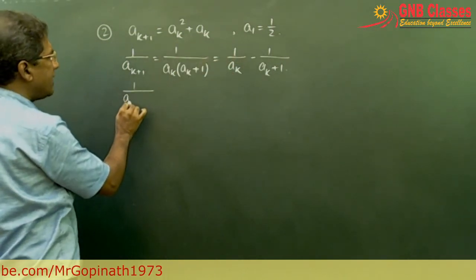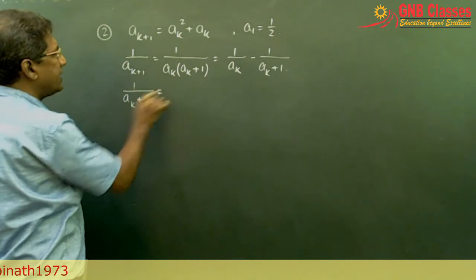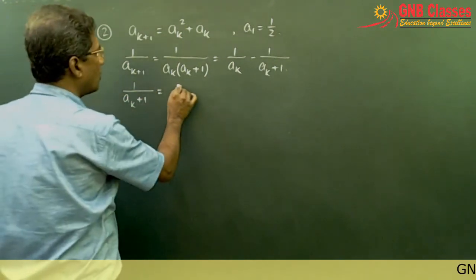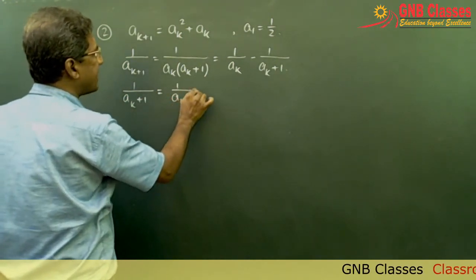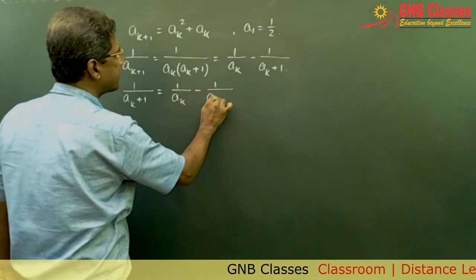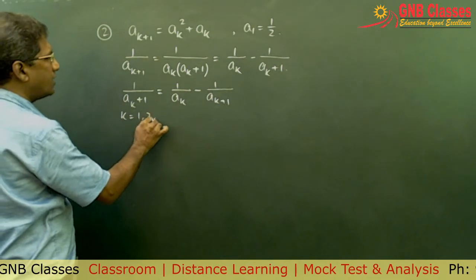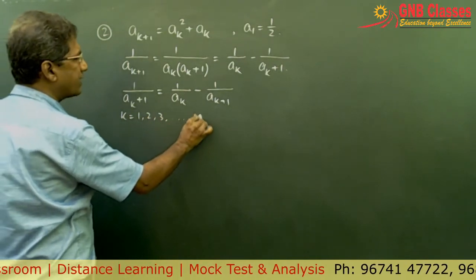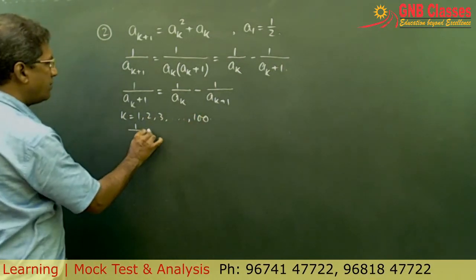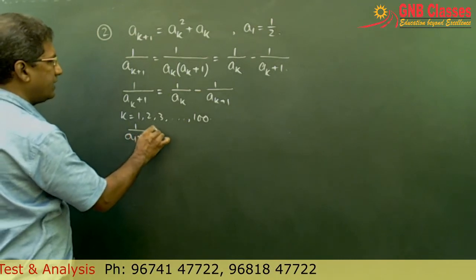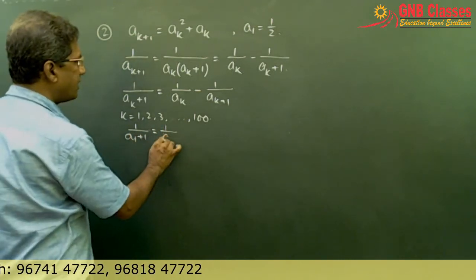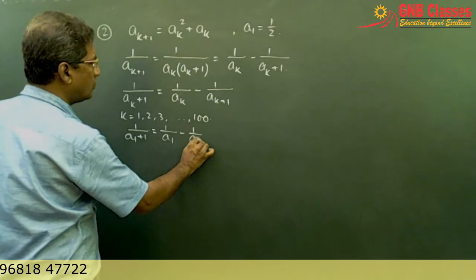1 by a suffix k plus 1 is nothing but 1 by a suffix k minus 1 by a suffix k plus 1. Now in place of k, we are putting 1, 2, 3 till 100. So what we are getting? 1 by a1 plus 1 equals to 1 by a1 minus 1 by a2.